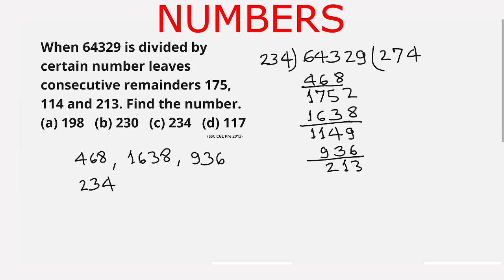234 divides 1149 for 4 times. 4 times 4 is 16. We write 6 and carry 1. 4 times 3 is 12 plus 1 is 13. We write 3 and carry 1. And 4 times 2 is 8. 8 plus 1 is 9. And 936 when subtracted from 1149 leaves the remainder 213. It means that our answer is option C, 234.